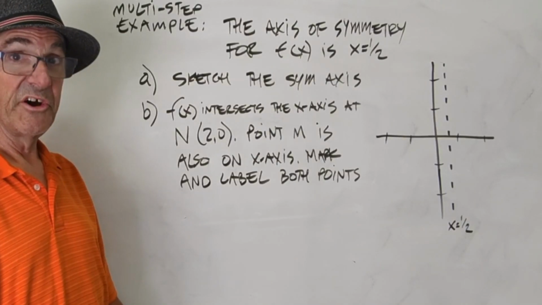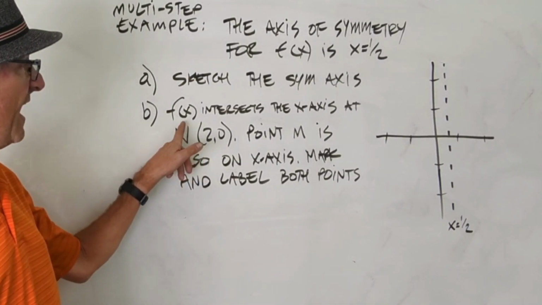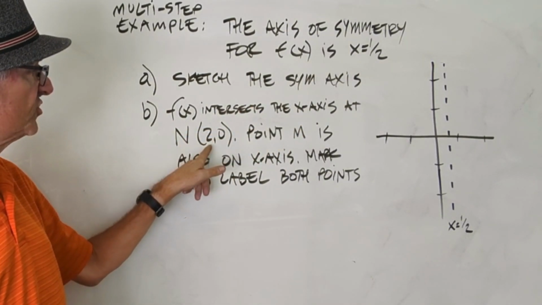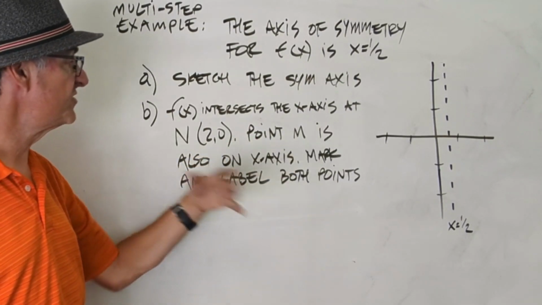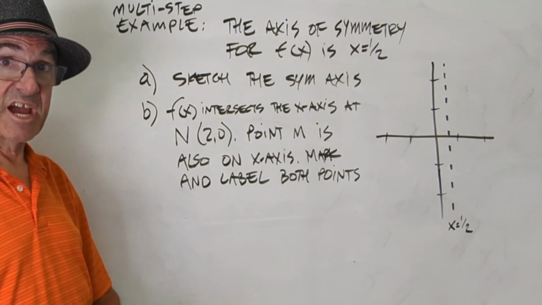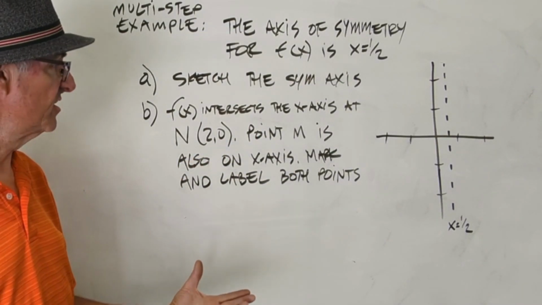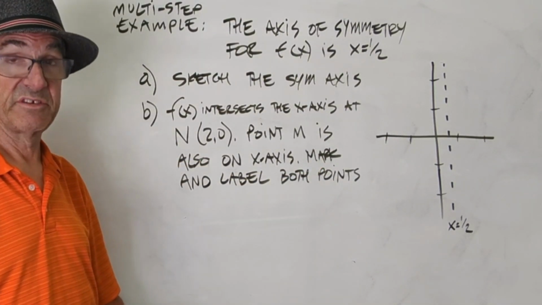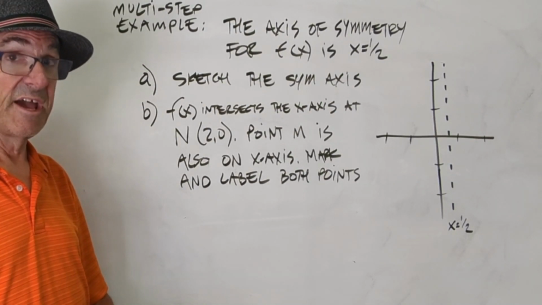Great, here we go, part B. f(x) intersects the x-axis at this point N, which is (2, 0). Point M is also on the x-axis, somewhere else, they're not telling you. What you want to do here is mark and label both points. So pause the video and go ahead and do that.